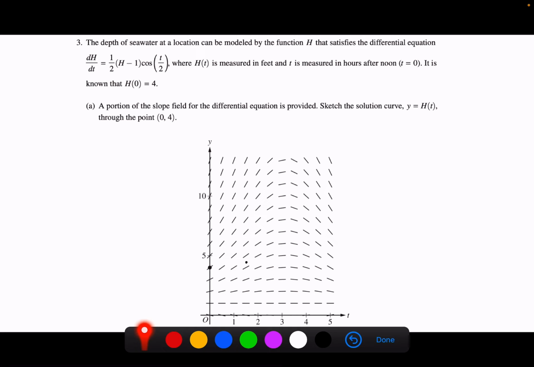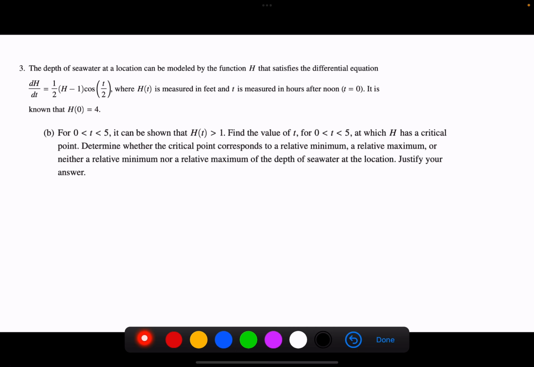A portion of the slope field for the differential equation is provided. We want to sketch the solution curve y equals h of t through the point (0, 4). So let's go ahead and do that. This is just following the slope field over here. So we start here, and we're going to go something like this. I'd say this would be an acceptable answer, and I feel pretty confident about this. So let's go ahead and move on.